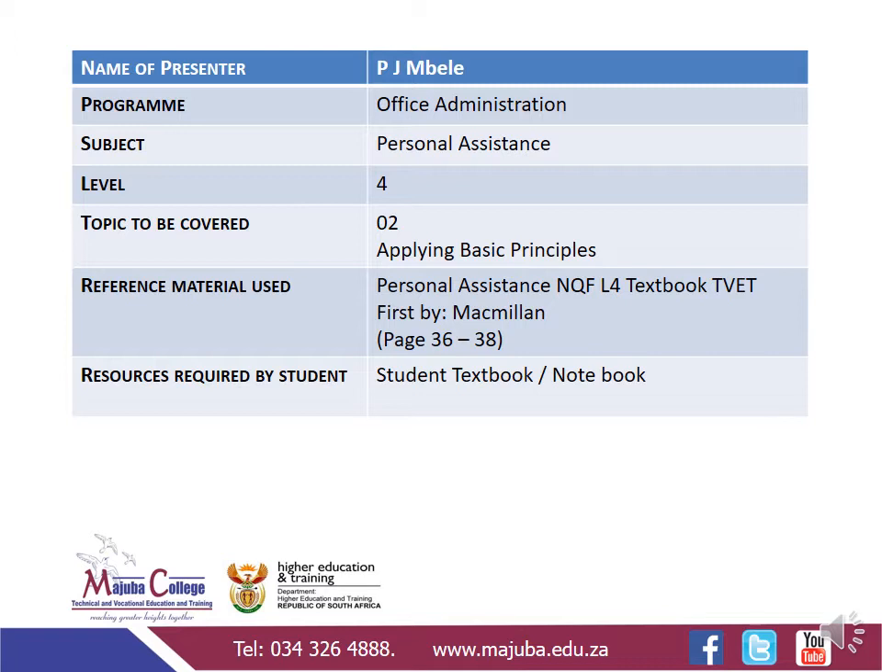Our lesson today is Topic 2, Applying Basic Principles. Our textbook is still the same, Personal Assistance NQF Level 4, textbook TVET First by MacMillan. For this lesson, we are going to consider page 36 to page 38 of our textbook.